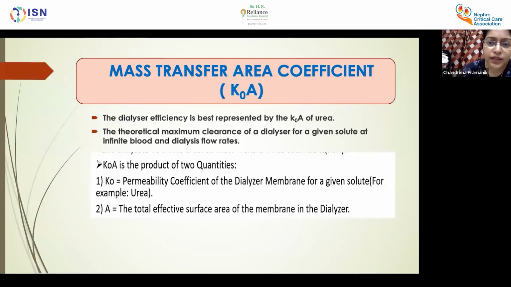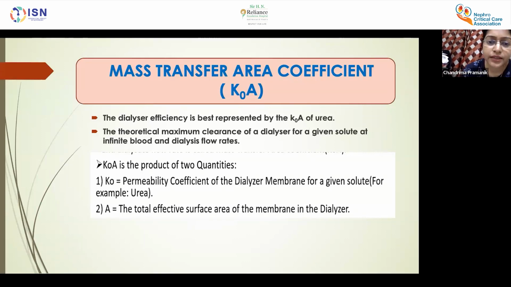So next is the mass transfer area coefficient, which is also represented by the K0A of a solute. Now, K0A is usually the product of two quantities. One is the permeability coefficient of the dialyzer membrane for a given solute. Second is the total effective surface area of the membrane in the dialyzer.